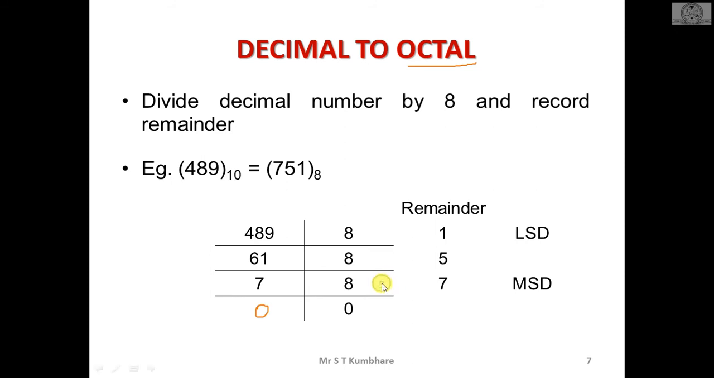And then you have to take the remainders from top to bottom. You have to write down this one first. After that, you have to write down 5. After that, you have to write down 7. If you want to cross verify, you can check it in a calculator. So again, the similar procedure you have to follow.